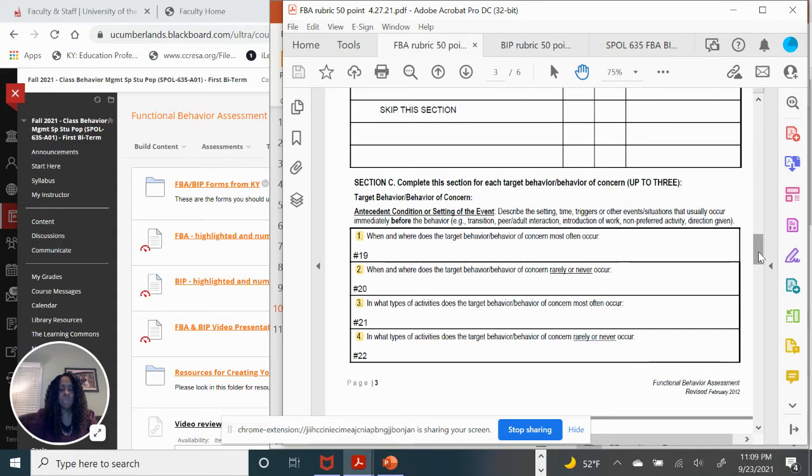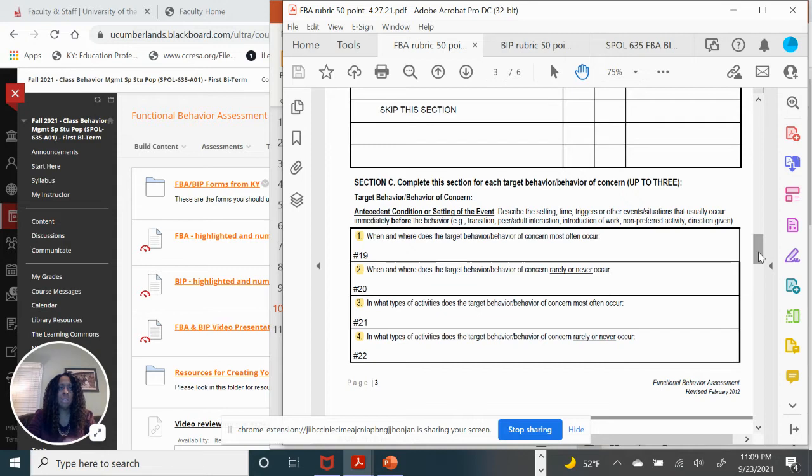And what types of activities does the target behavior of concern most often occur? And what types of activities does the target behavior of concern rarely or never occur? So we're looking at, and you're saying, well, that's the same thing. Well, no, one was saying when and where, another one's saying what types of activities. So in other words, is it when they're working independently? Is it when they're working with someone else? Is it when they have little supervision, when they have more supervision? So that's what we're talking about there, and what types of activities.